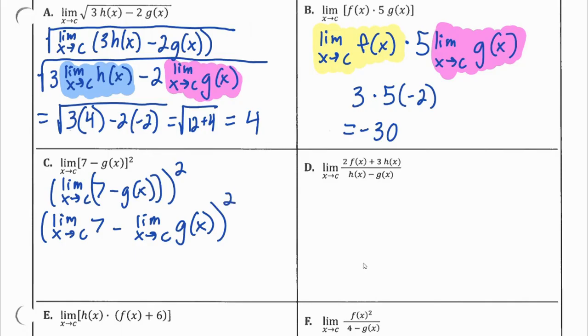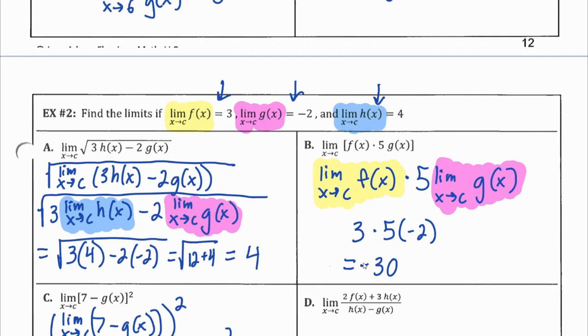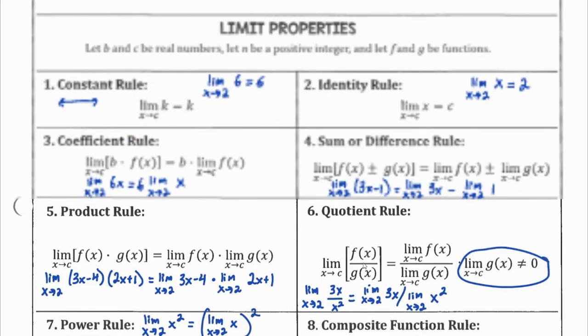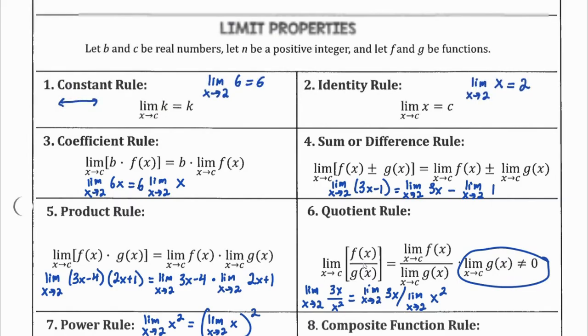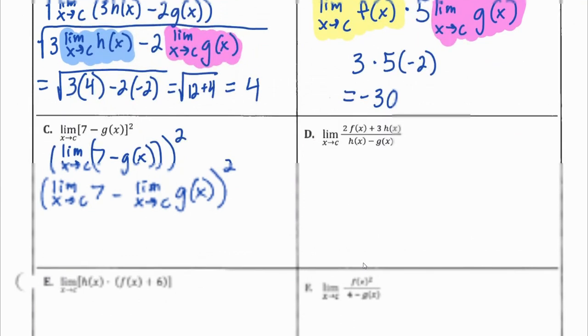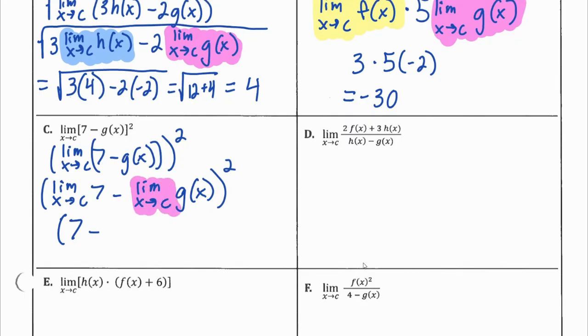So you may be saying, wait, but we don't have the limit as x approaches c of 7. And you're right, we don't, but that's going back to that constant rule, where if I'm taking the limit of a constant, it is that constant. So that means in this scenario, the limit as x approaches c of 7 is just going to be 7. So I'm going to have 7. And again, I have that identical match of the limit as x approaches c of g of x. And so in for that, I'm going to plug in negative 2. And I'm going to square the whole thing. So when I do that, I'm going to get 9 squared. So my answer is going to be 81.